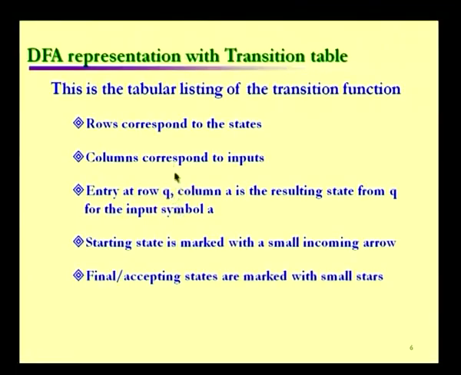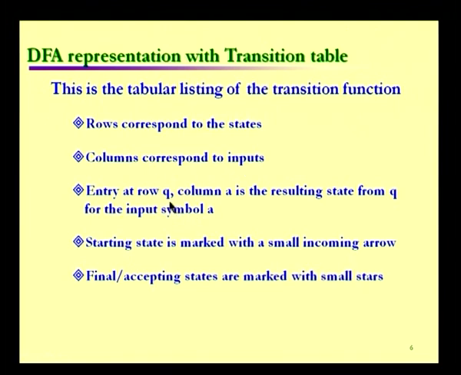As long as the automaton is a deterministic finite automaton, there will be one entry in each cell of the transition table, and if it is a non-deterministic version, then it is possible to have more than one entry, so that we will be in multiple states at a time. So, here is the structure of the transition table. It is a tabular listing of the transition function. Rows correspond to the states and columns correspond to inputs.